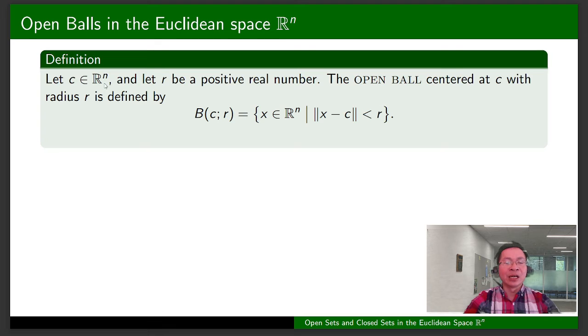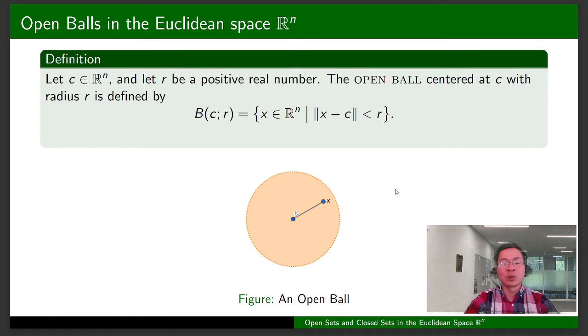Next, I am going to talk about the definition of an open ball in the Euclidean space Rn. Let C be an element of Rn and let R be a positive real number. The open ball centered at C with radius R is defined as follows. The open ball with center at C and radius R is the set of all elements x of Rn such that the Euclidean norm of x minus C is strictly less than R.